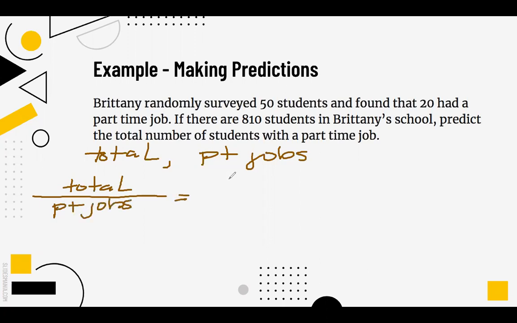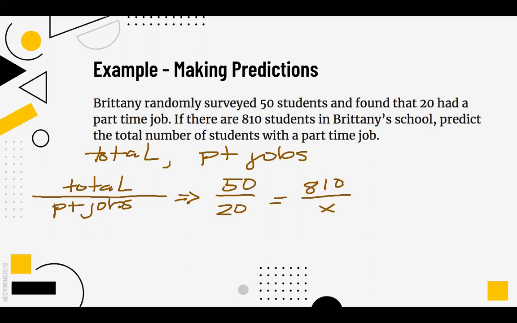All right, so it says that she surveyed 50 students. So that's going to be the total number of students. And there were 20 with part-time jobs, right? And so that is going to be equal to, she said that there are 810 total students in the school. And we need to know how many have part-time jobs. So we're going to say X because we don't know. Okay. So this proportion is set up horizontally in that the totals are across the top, the number of part-time jobs on the bottom.